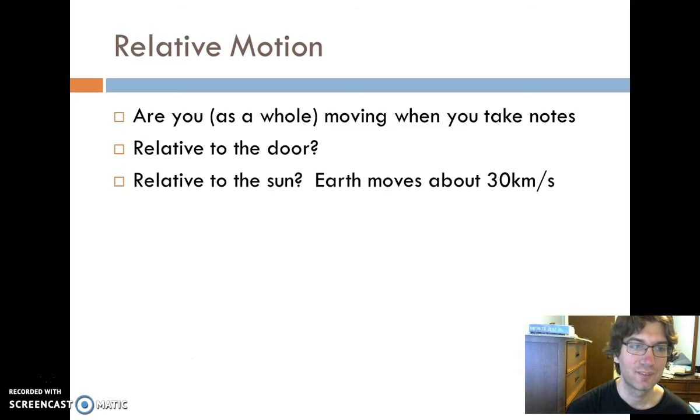So motion is relative as a whole. Depending on you, you can think, okay, if I pick my reference point as the door and you're just sitting here watching this video and the door is over there behind you, is the distance between me and the door changing right now? No, it is not, so therefore I am not in motion. However, if I pick my reference point as the sun, I know that the Earth is moving 30 kilometers per second around the sun. Therefore, relative to the sun as my reference point, I am in motion, even though I'm just sitting here. You don't see that all the time, but it depends on your reference point, the relativeness of the motion here.